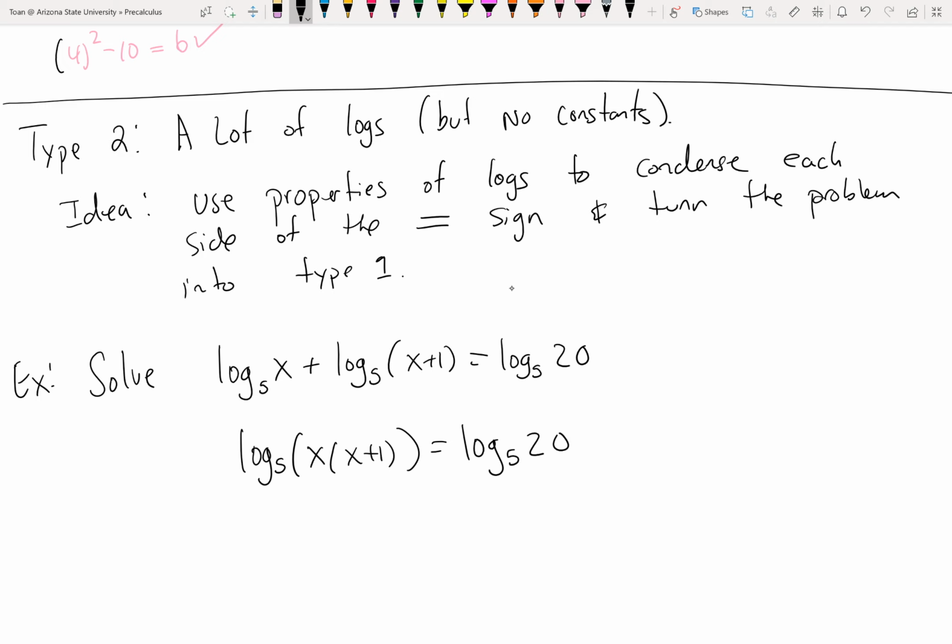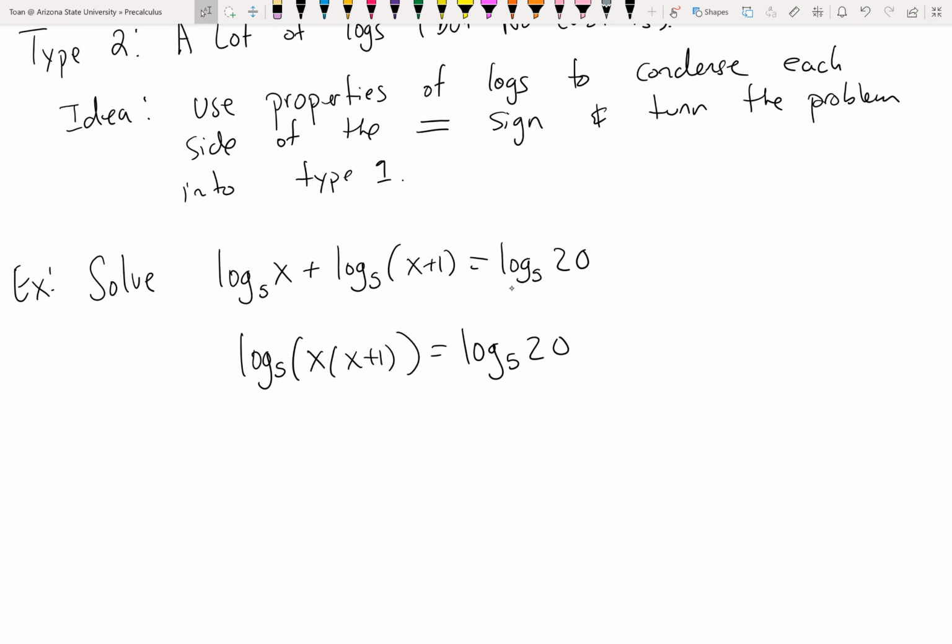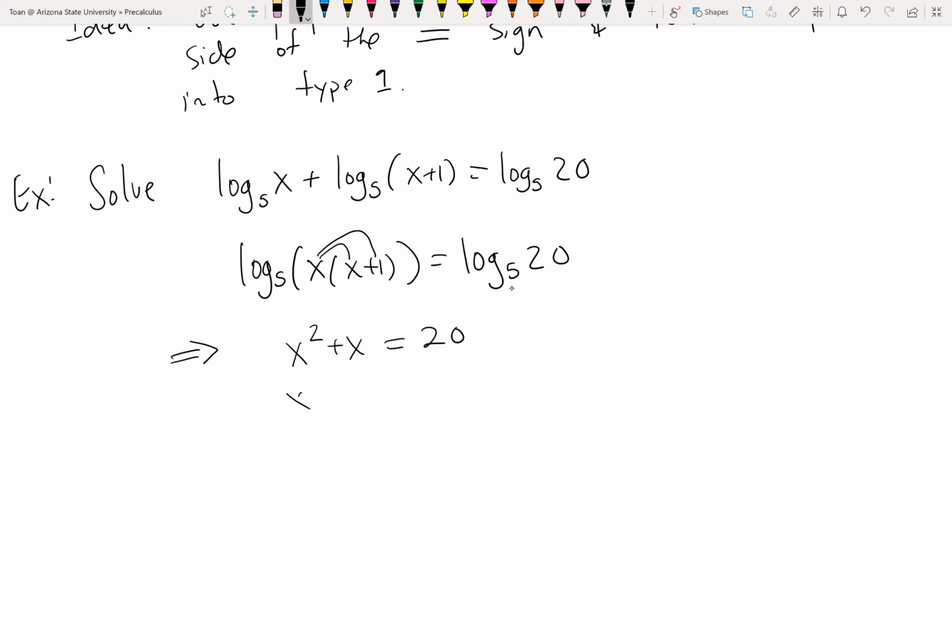Now notice this is a type 1 problem now. You have log equals log. Well, if the bases are the same, then the arguments must be the same. So I can logically deduce, and I'm going to distribute at the same time, that x squared plus x is equal to 20. And what do you know? We have another quadratic that hopefully is easily factorable. Again, if it wasn't factorable, you can always use the quadratic formula. So this is x plus 5, x minus 4. That gives us x equals negative 5 and x equals 4.